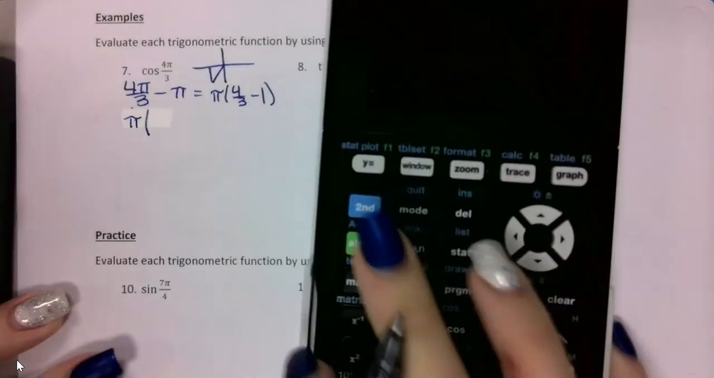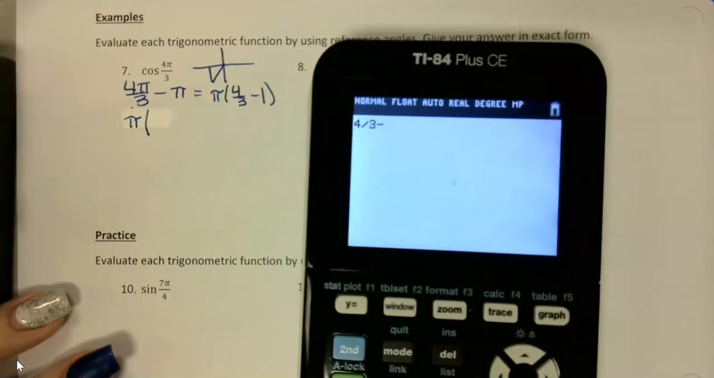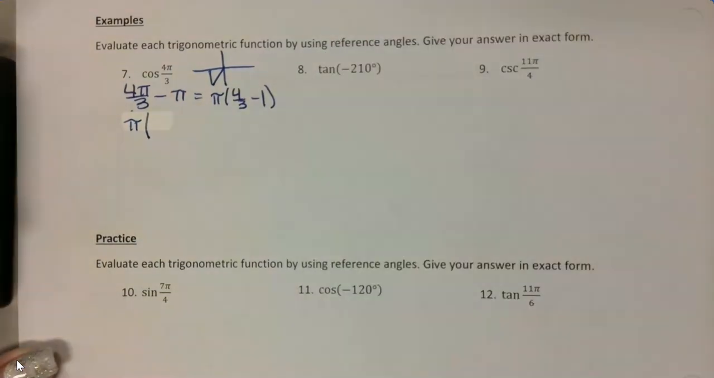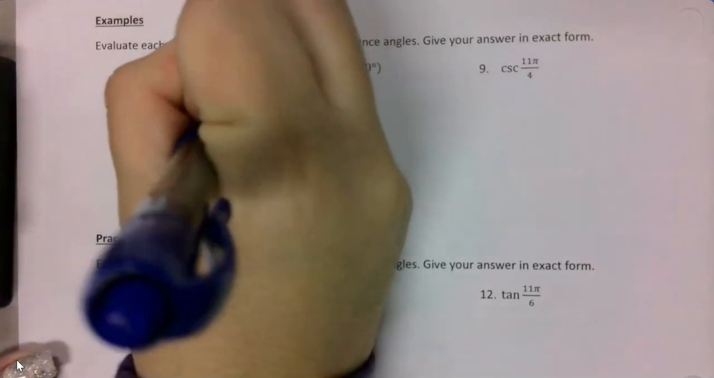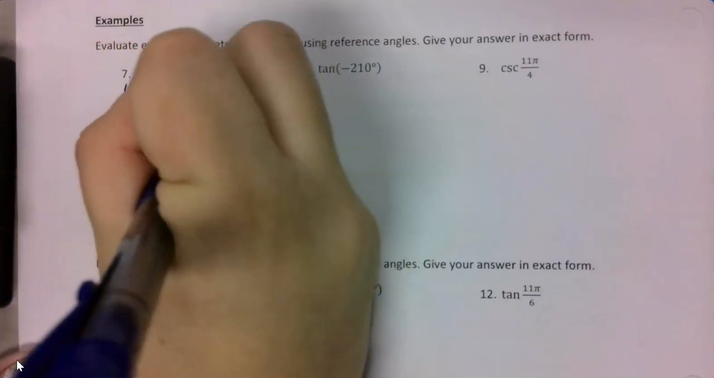So if I can't remember how to do 4 thirds minus 1 in my head, I can use a calculator. And then I go math, fraction, to turn it back into a fraction. It's 1/3. So this is really pi thirds. So I'm trying to figure out cosine of pi thirds.